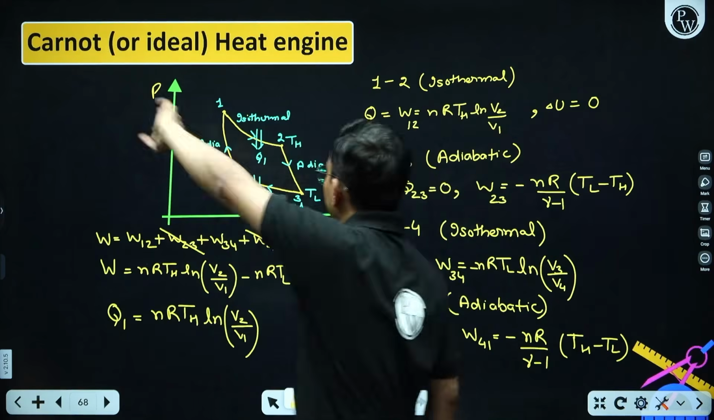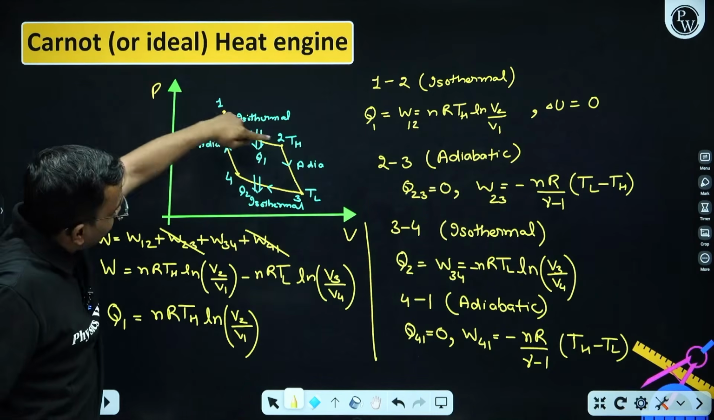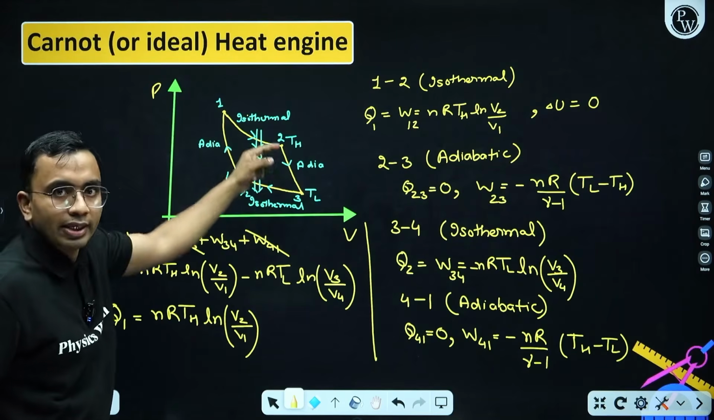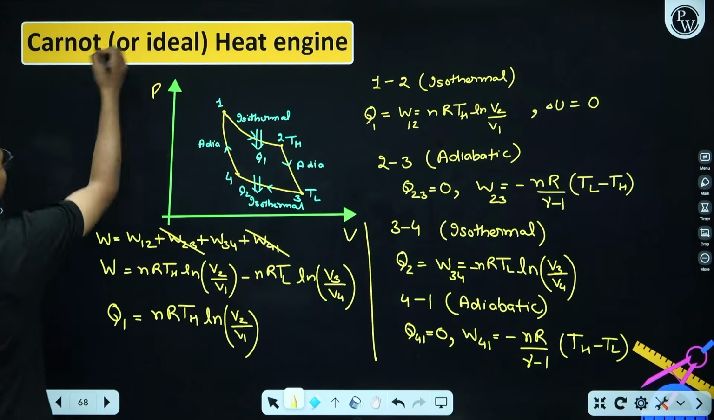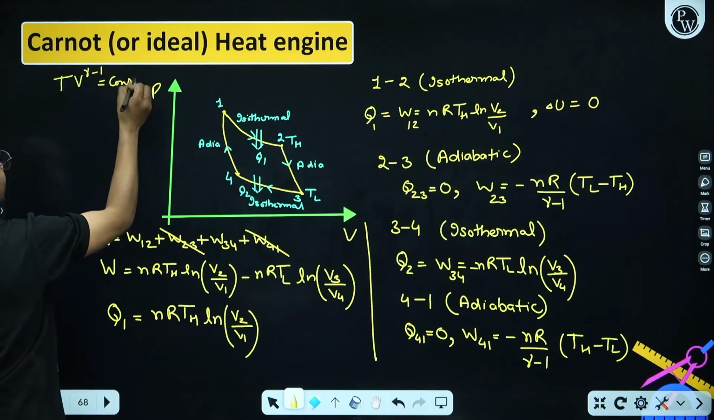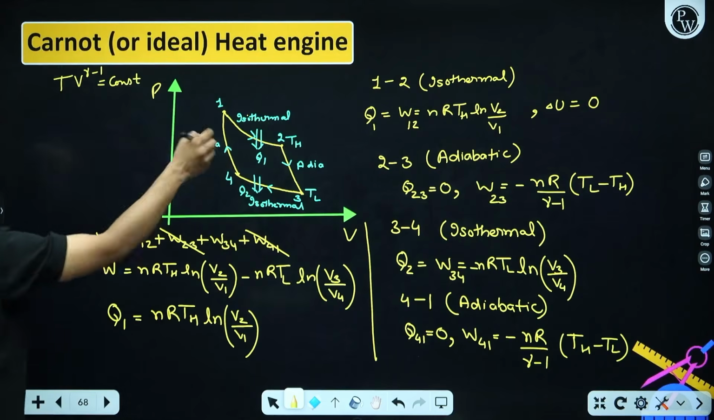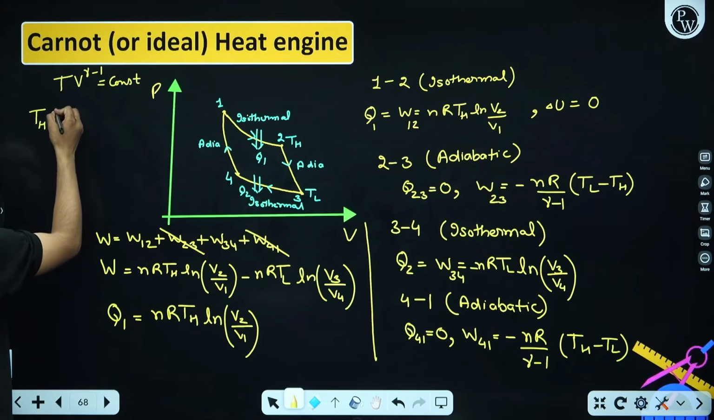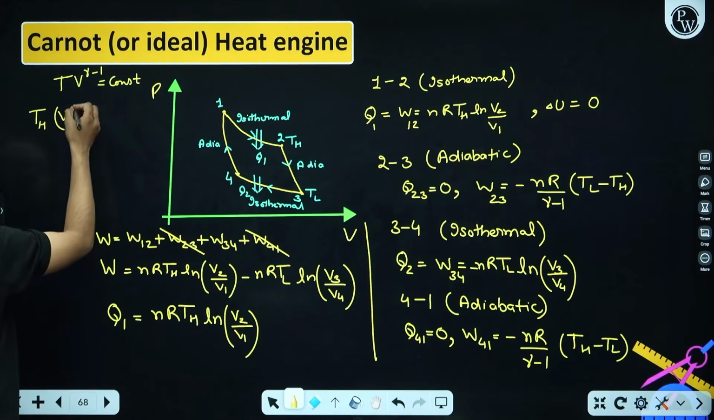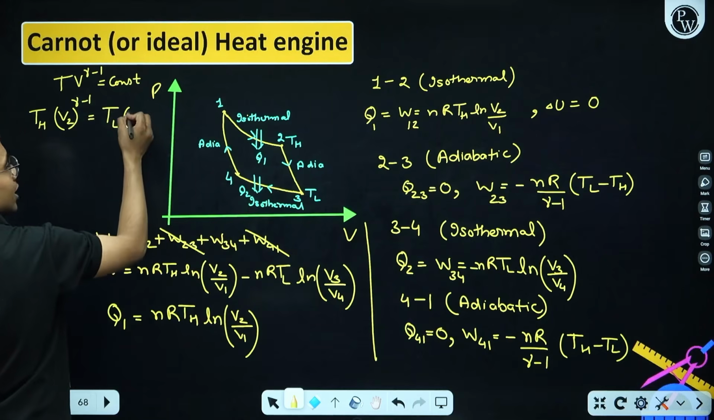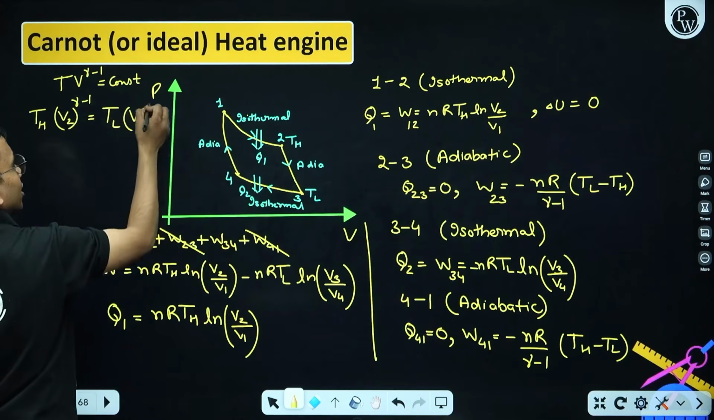Now here you see, this is adiabatic, this is adiabatic. In process 2 to 3, this is adiabatic, so I can say TV to the power gamma minus 1 is constant. For process 2 to 3, T at 2 is T high and V is V2, so T high V2 to the power gamma minus 1 is equal to T low into V3 to the power gamma minus 1.